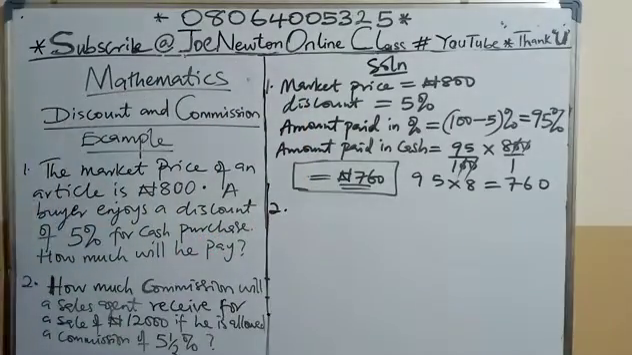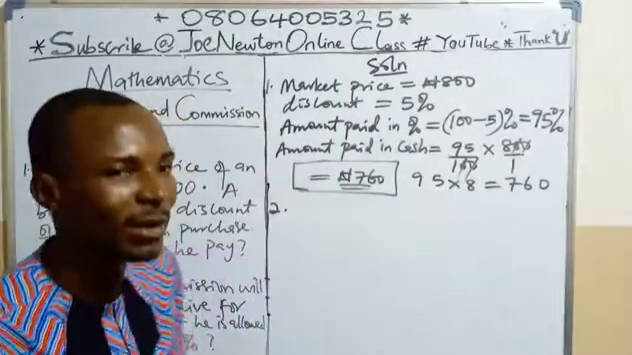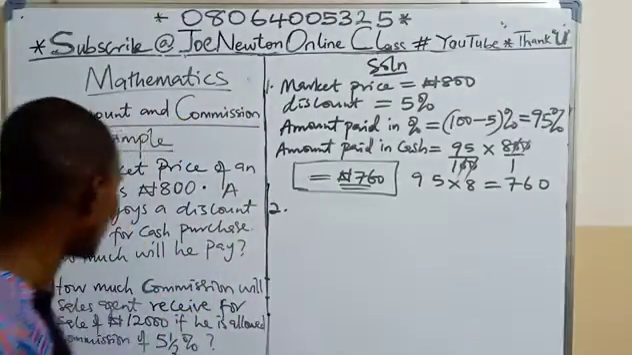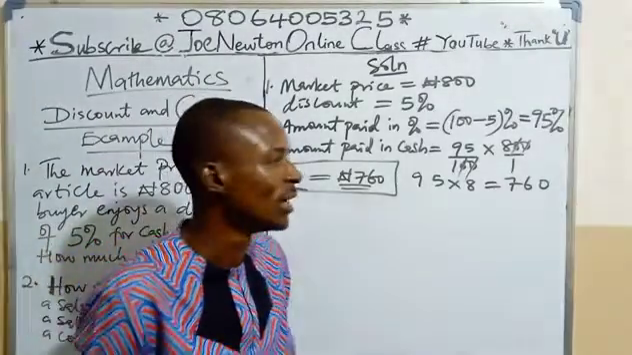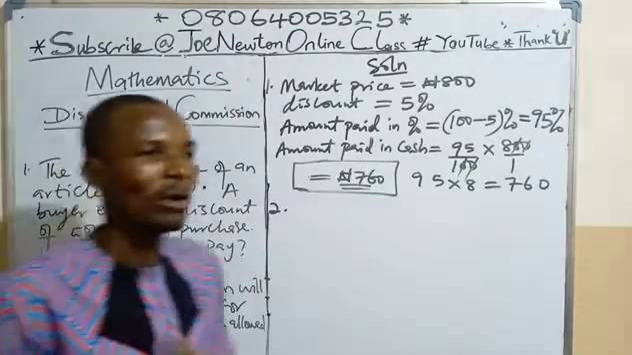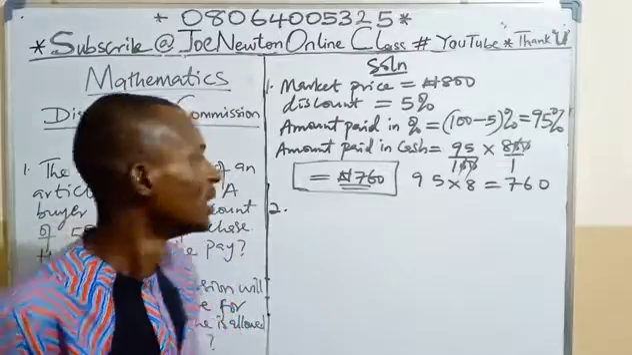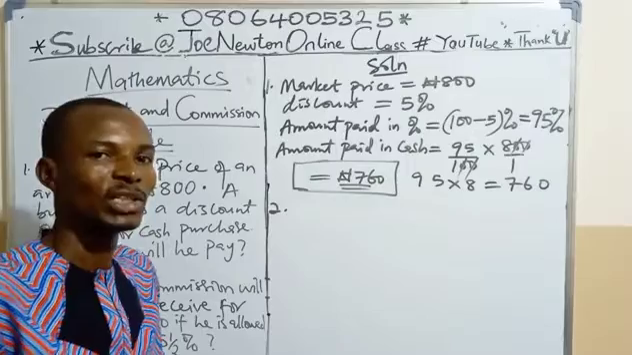Number 2 says, how much commission will a sales agent receive for a sale of 12,000 naira if he is allowed a commission of 5.5%? So this is commission. A sales agent makes a total sale of 12,000 naira on behalf of the principal, the master of the business. He is allowed in their agreement 5.5% for total sales made. Now let us know how much commission the agent will receive in cash.